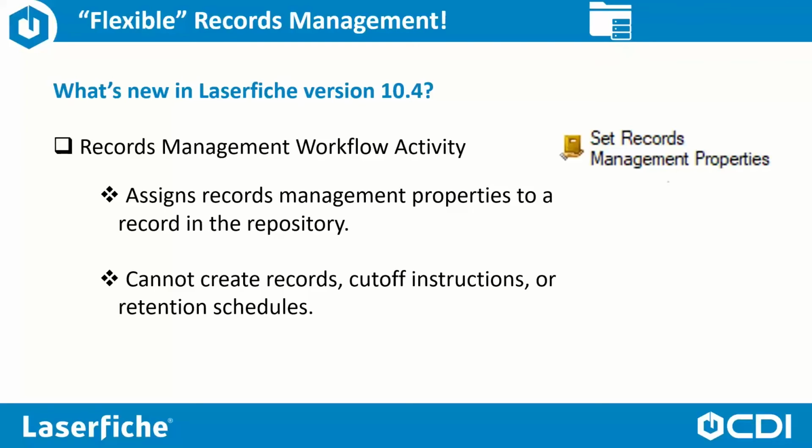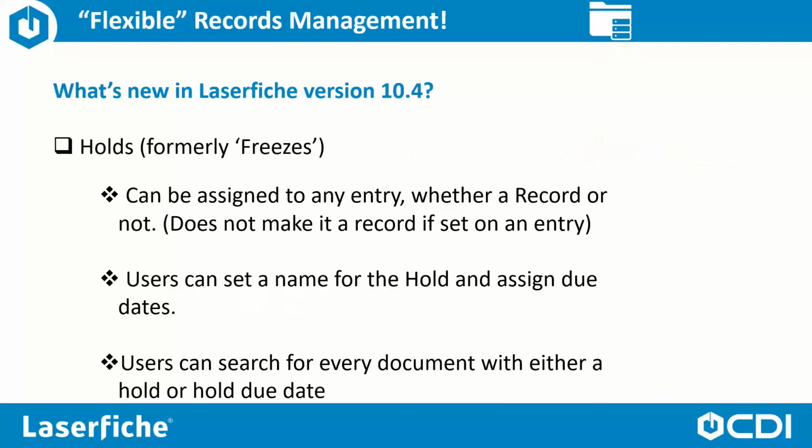The only thing that the records management properties activity does not allow you to do is a couple of things. One, we cannot create records retention schedules, cutoff instructions, or record series from that activity, but we can assign properties to a record in a repository, and we can do several other activities. I'll show you exactly what that is. So you would take that one activity, choose the function that's in there, and then if you had to do another activity, you'd have to add it again and do that, okay?